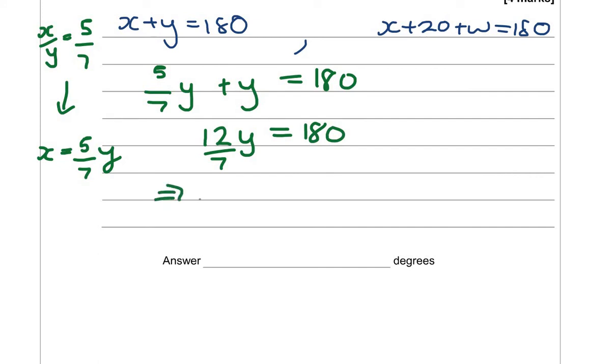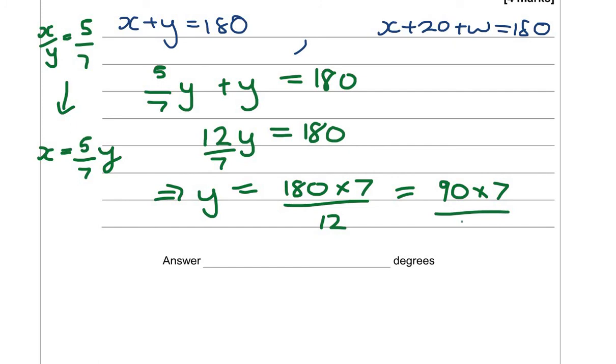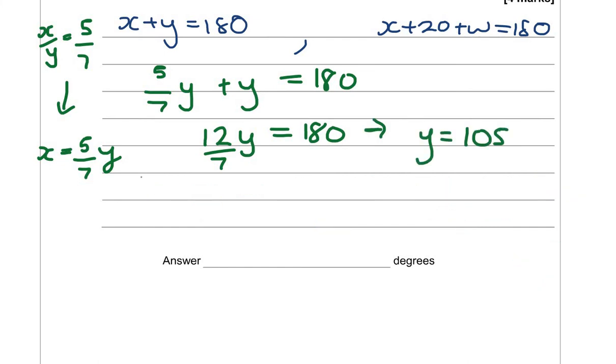And so y equals 180 times 7 divided by 12. And there are a few ways of working this out. So we could do, this is the same as 90 times 7 over 6, 45 times 7 over 3, 15 times 7. Okay, and this is 105. So hopefully I've got that right. Okay, great. So we've now worked out that y is 105.